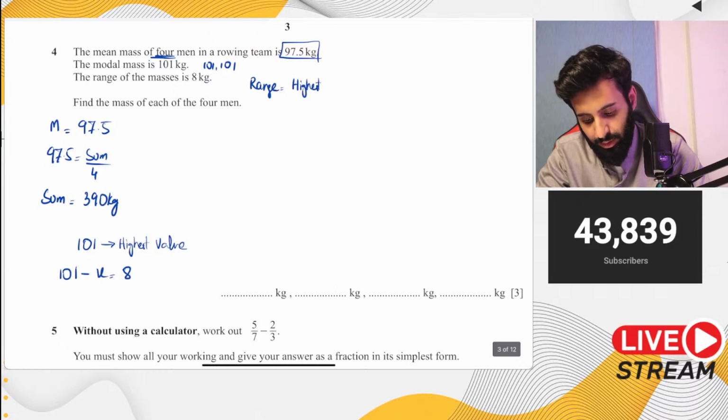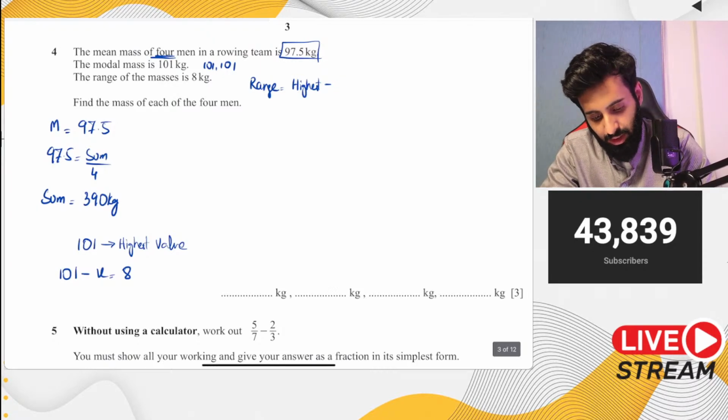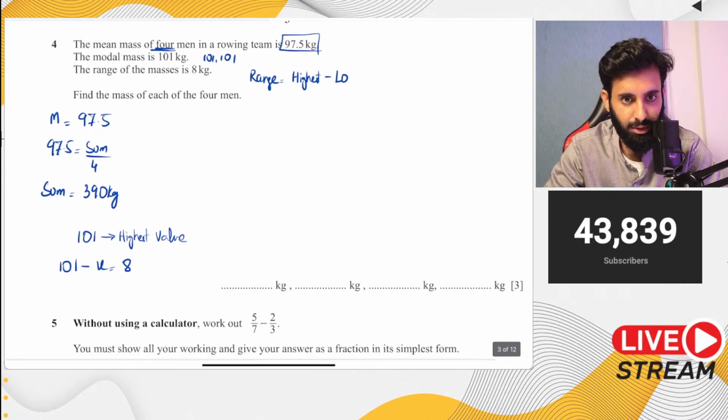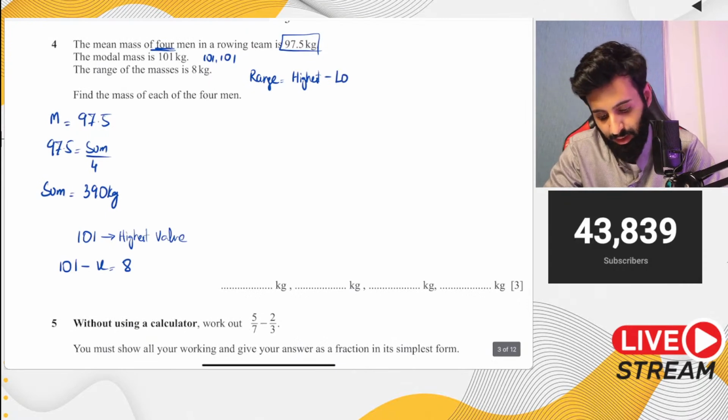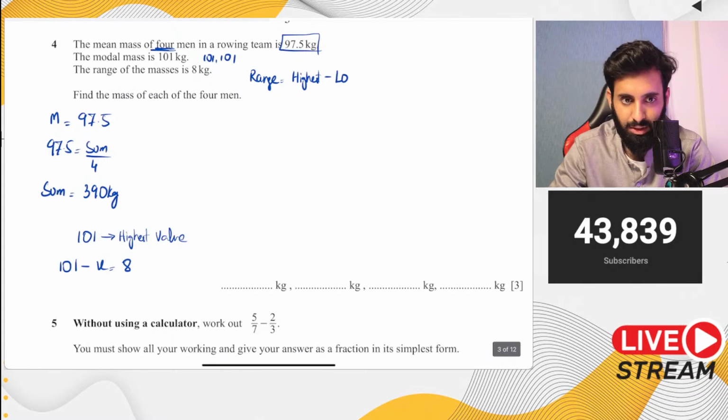Now, I have a question for you guys. Why can I not take 101 as the lowest value? Why is that? Why can I not take 101 as the lowest value?